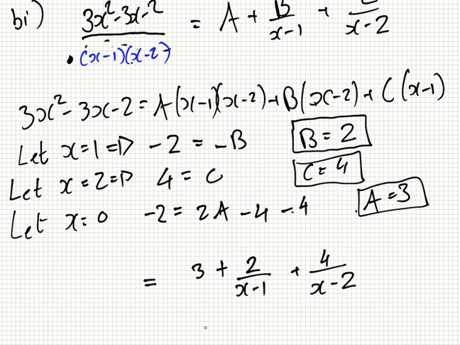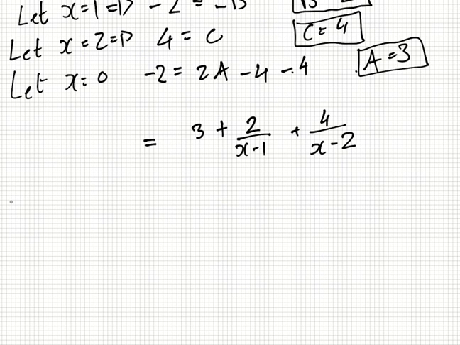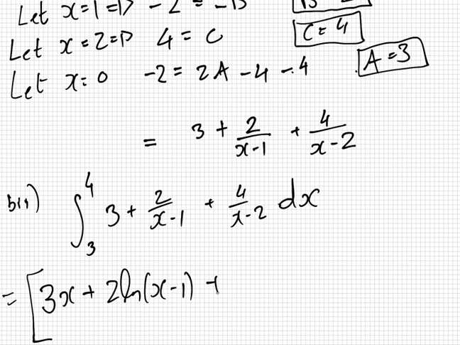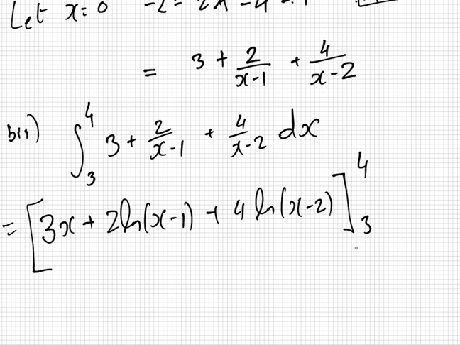So the next part is they want you to integrate this function now. Integrate from 3 to 4, 3 plus 2 over x minus 1 plus 4 over x minus 2 dx. That equals 3x plus 2 log x minus 1 plus 4 log x minus 2. Yeah, 3, 4. Well, this is kind of easy for 6 marks.